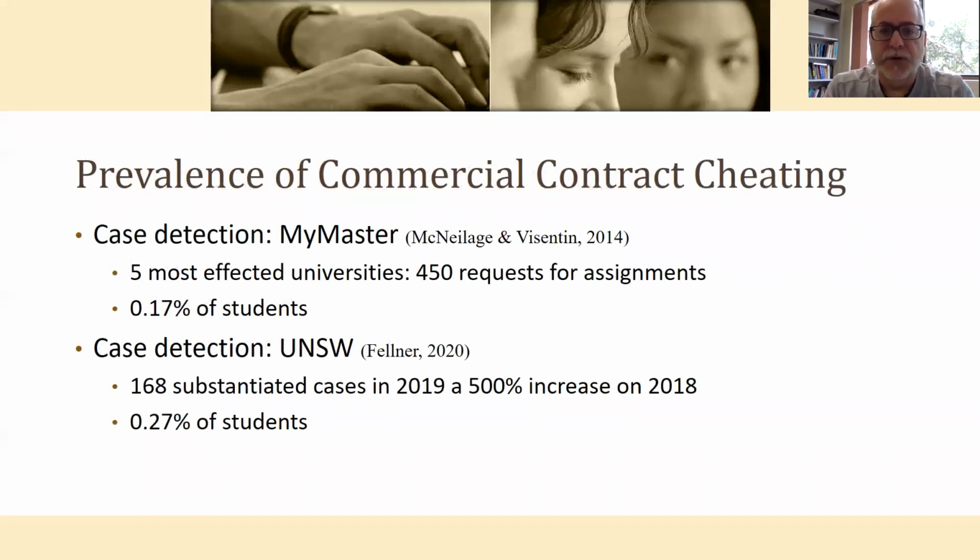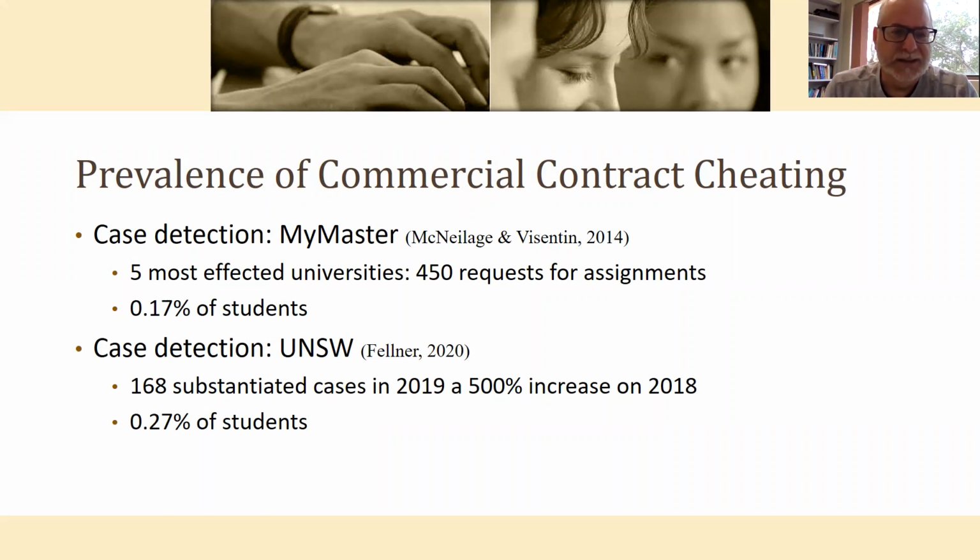Now, the prevalence of commercial contract cheating is something that's a bit hard to determine. There have been some scandals in Australia, like the My Master case, where there were over 1,000 assignments and receipts for assignments that were discovered by journalists. But even if you look at the 5 most affected universities in that scandal, the number of cases only accounts for 0.17% of their students, and that's assuming that each order was from a unique student, and that wasn't even the case. Many students were placing multiple orders.